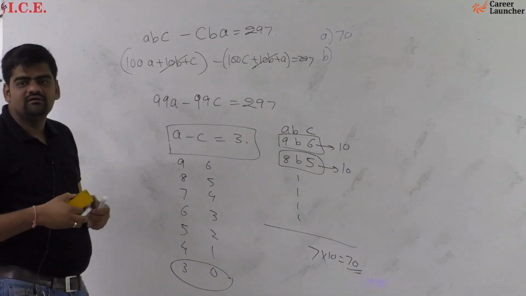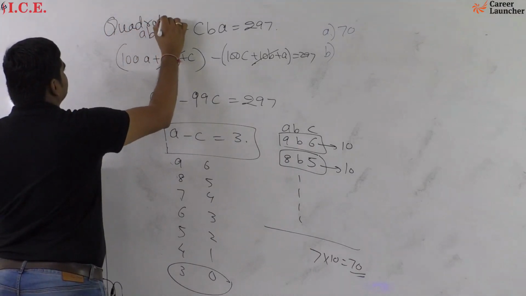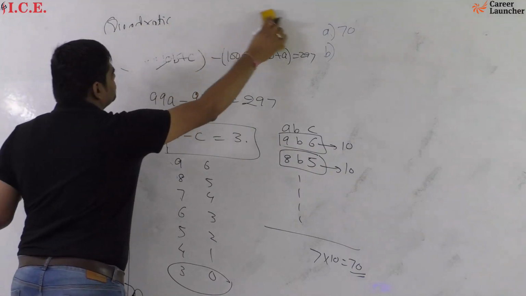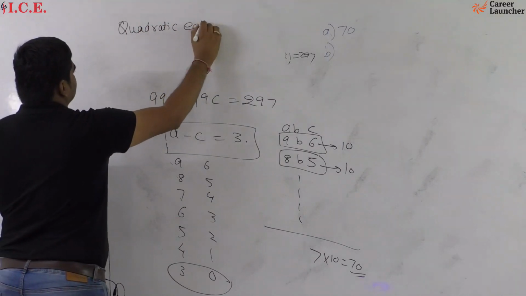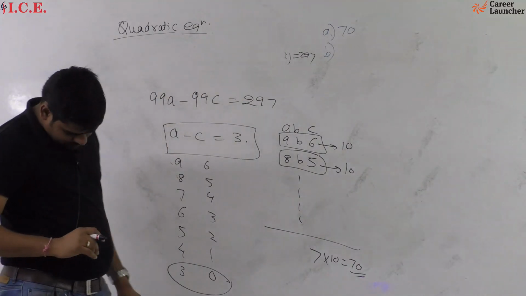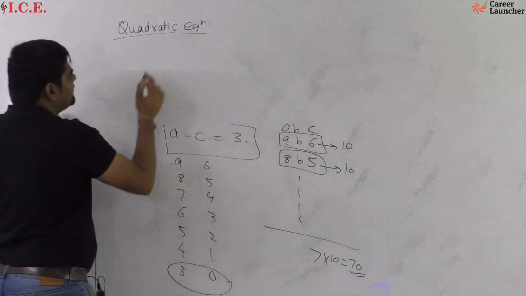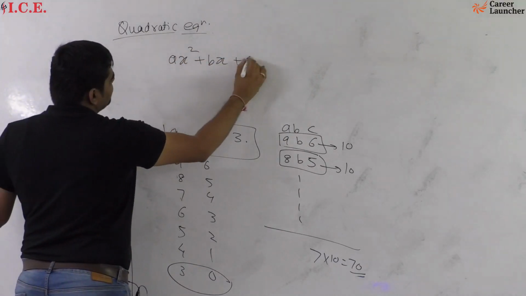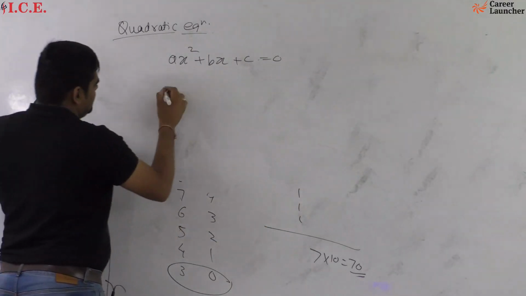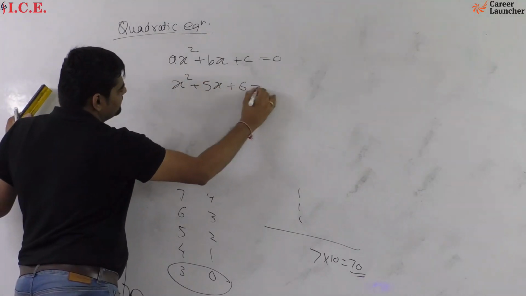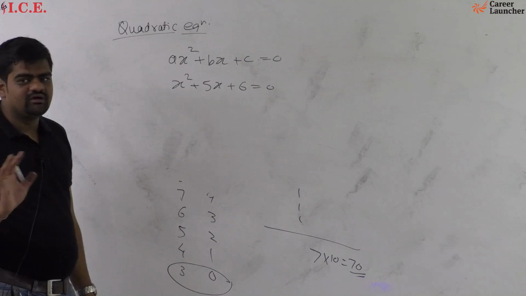And take the next topic as quadratic equations. Again, it's a simple one. We know that quadratic equations are of the form ax square plus bx plus c equal to 0. For example, x square plus 5x plus 6 equal to 0. So we know how to solve this. These are quadratic equations in one variable, and we are only dealing with quadratic equations in one variable here. We are not dealing with quadratic equations in two variables.